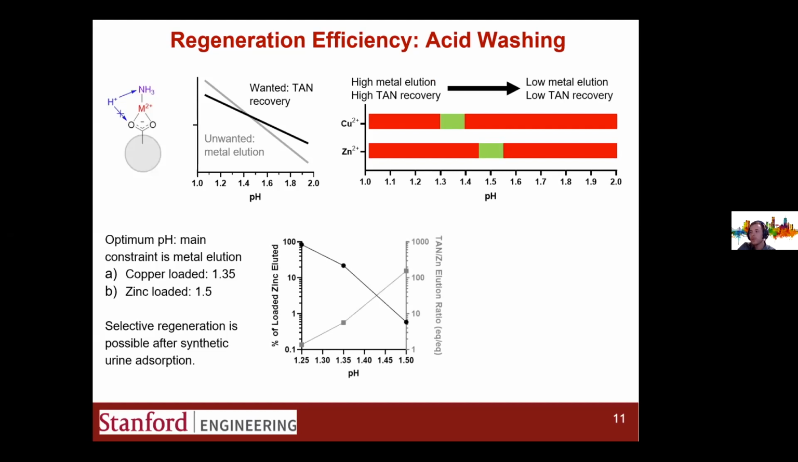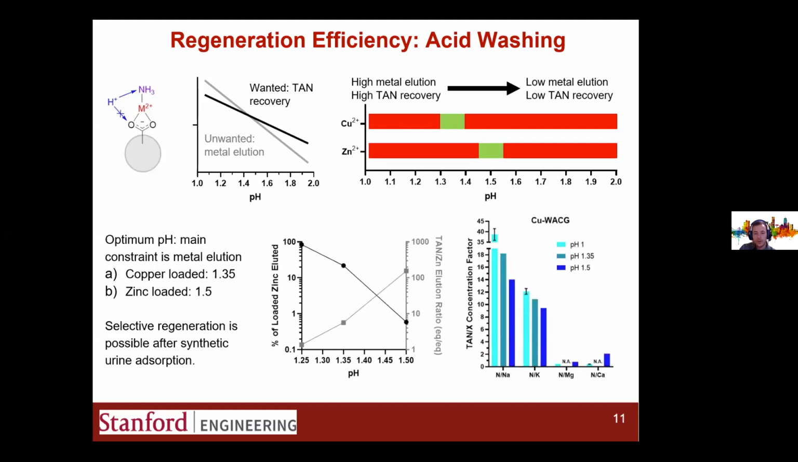For example, for zinc, we were able to elute at least over 90% of the adsorbed ammonium while eluting around 0.7% of the metal at pH 1.5. And regenerating in the urine solutions, this allowed for high concentration factors of TAN relative to the two monovalent cations, concentration factor meaning the ratio of concentrations of the product solution compared to the concentration ratios of the influent at the very beginning. Therefore, selective recovery was very feasible.